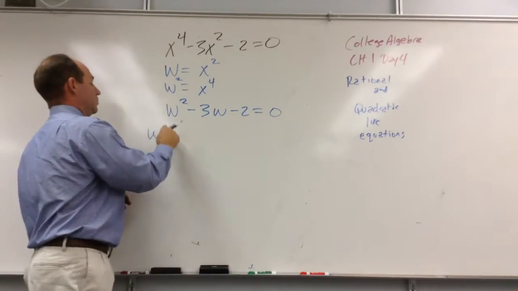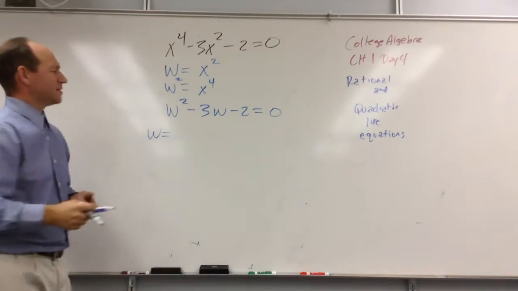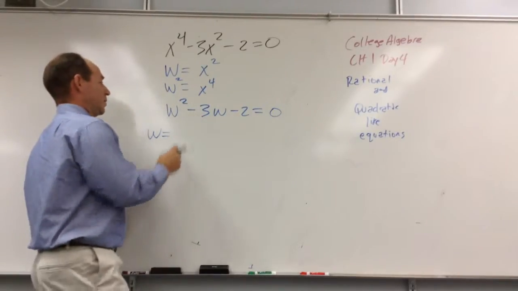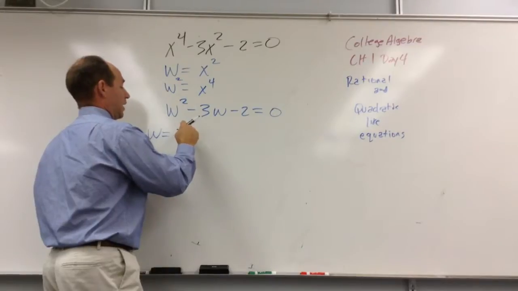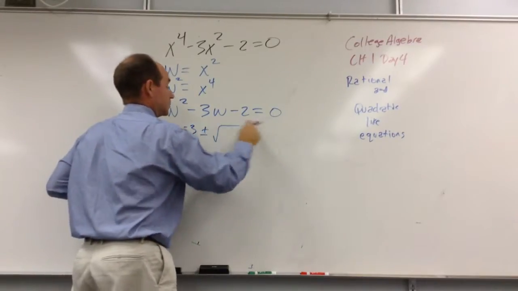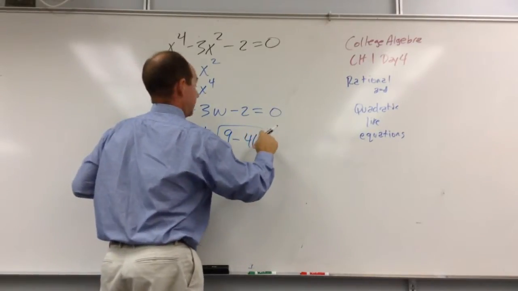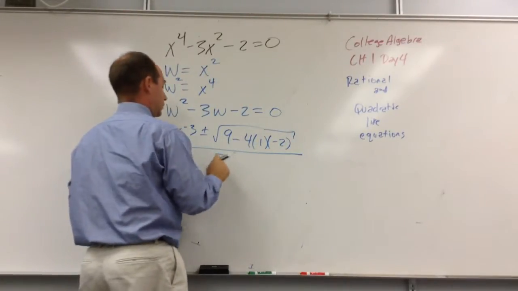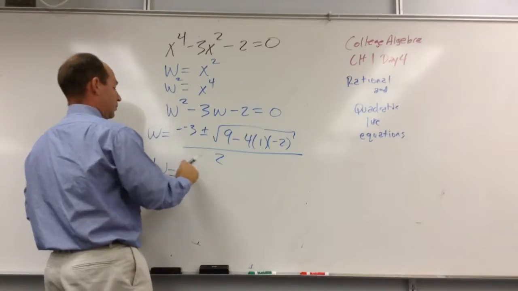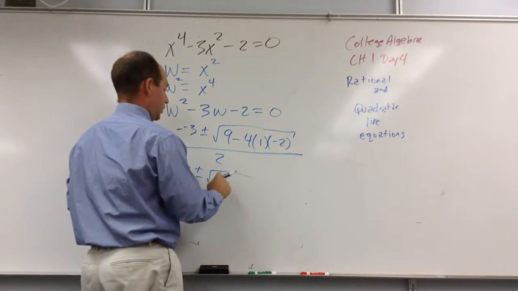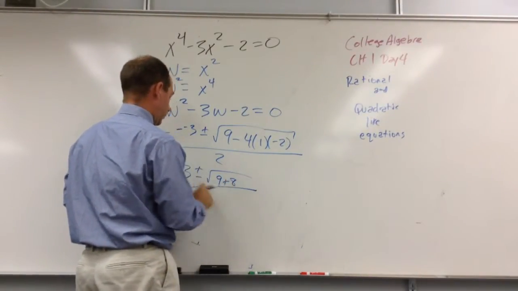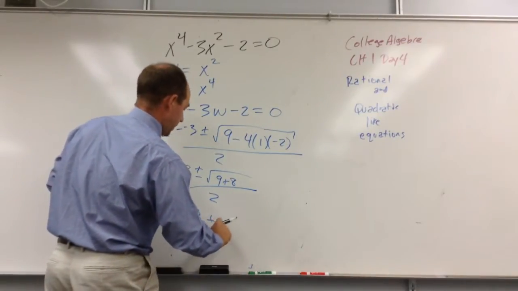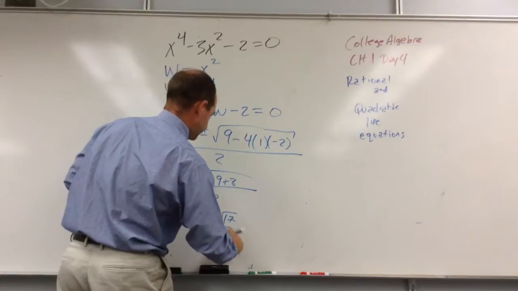I'm thinking w will equal, this time it doesn't look like I can factor, because the negative 2 would have to be a positive times a negative, and I'm not going to get that. So w equals the opposite of negative 3, plus or minus the square root of 9 minus 4 times a, which is 1, times c, which is negative 2, all divided by 2. Okay, so w is 3 plus or minus the square root of 9 plus 8 over 2. W is 3/2 plus or minus the square root of 17/2.